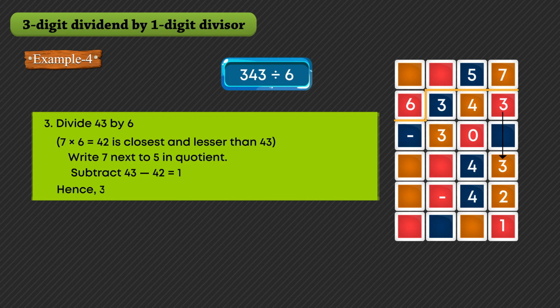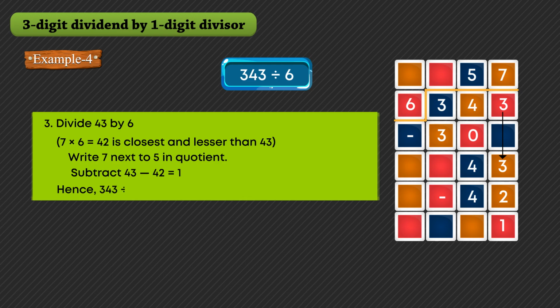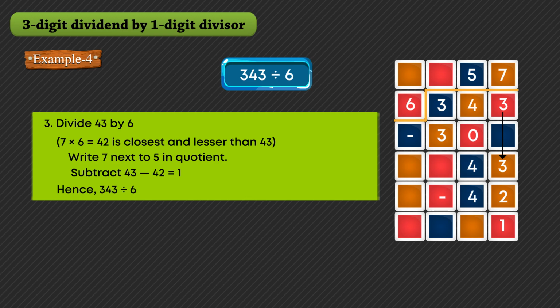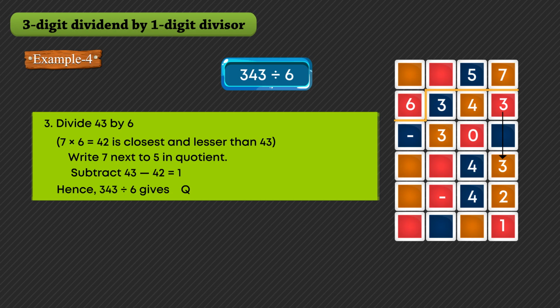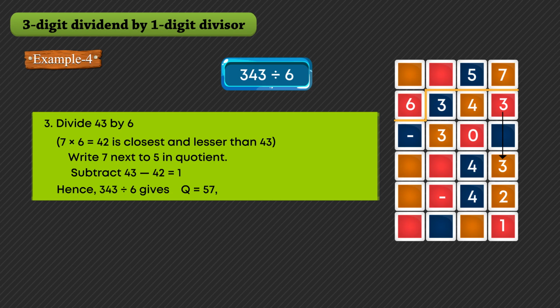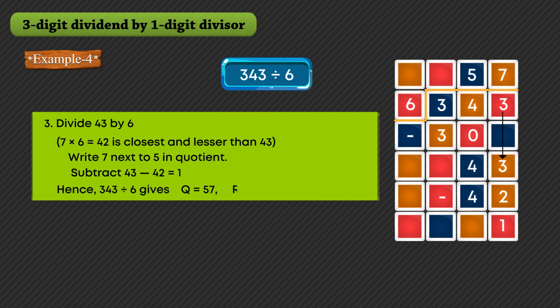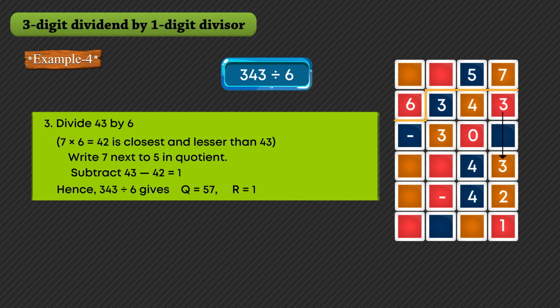Hence, 343 divided by 6 gives quotient is equal to 57. Remainder is equal to 1.